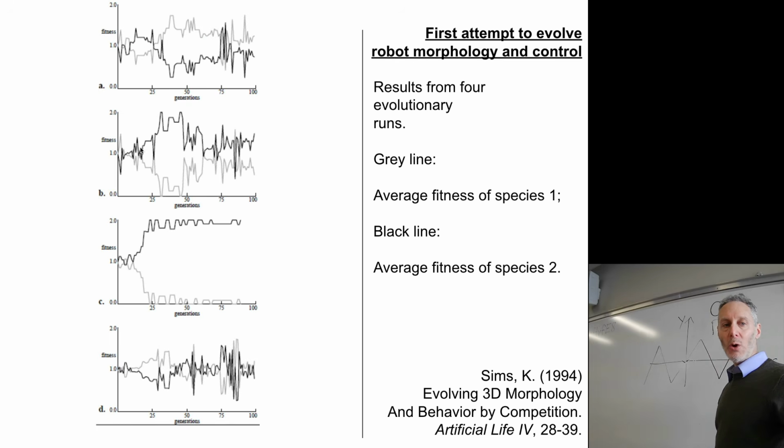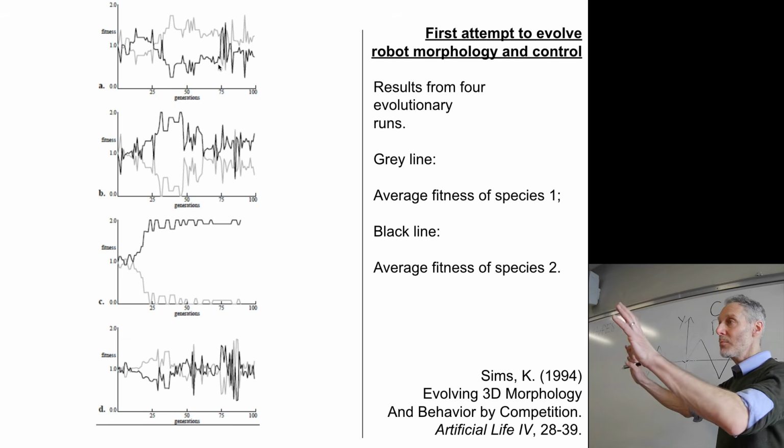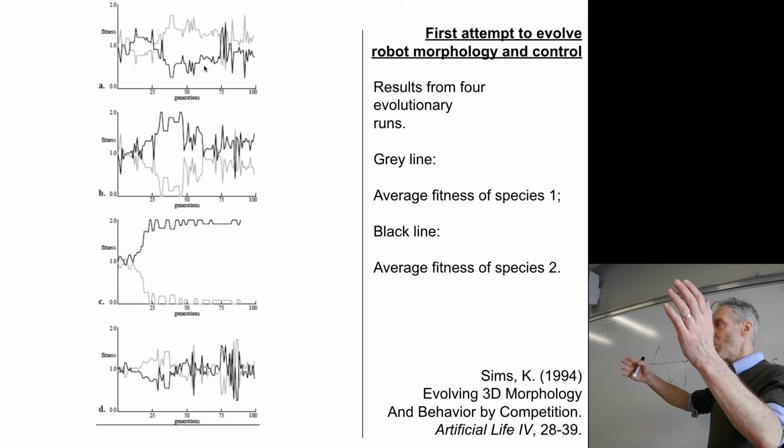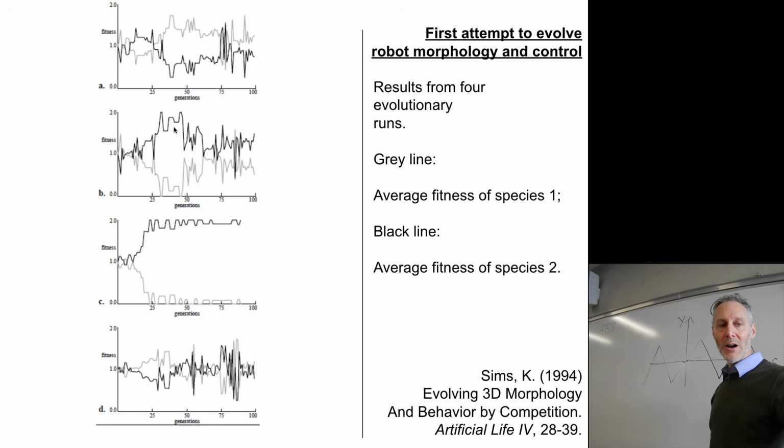Let's look at 4 evolutionary runs. We have the gray population and the black population. They're just two different populations competing over the cube. At this point in evolutionary time, the black robots were doing better than the gray robots. Mutation, crossover, evolutionary time elapses, and now the gray robots are doing better than the black robots, and back and forth. You get interesting coevolutionary arms races going on.